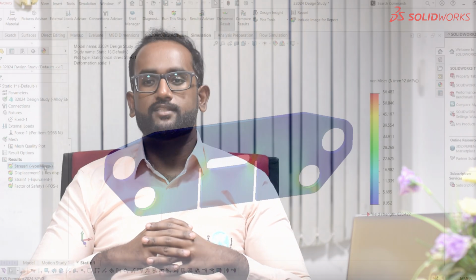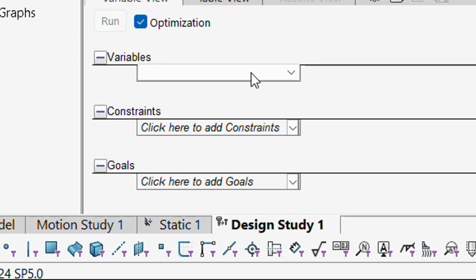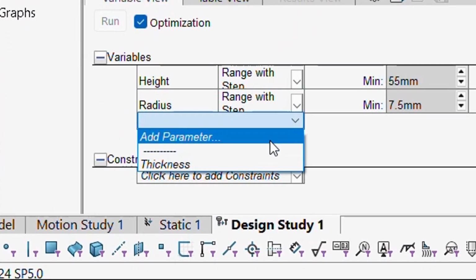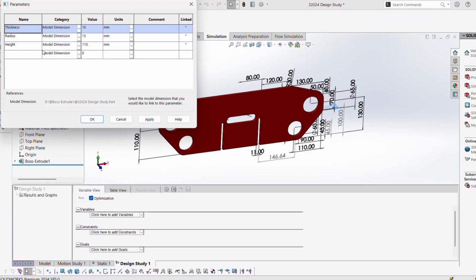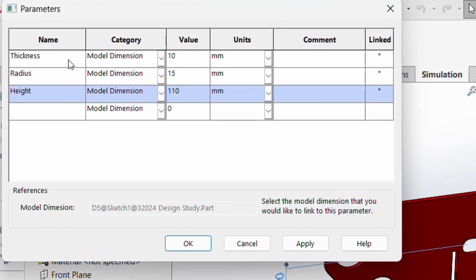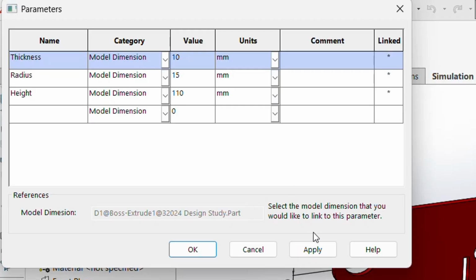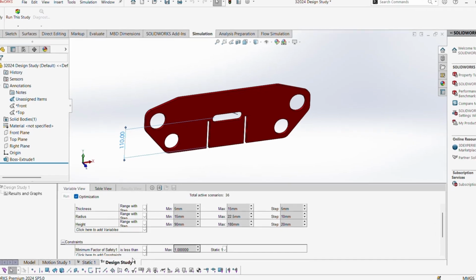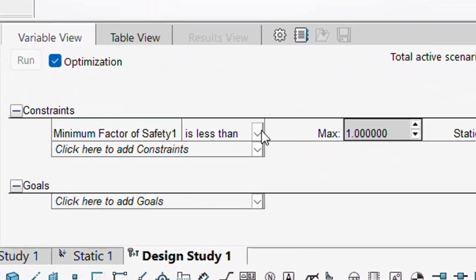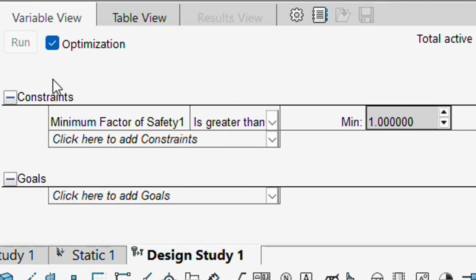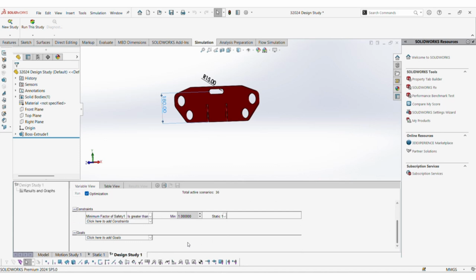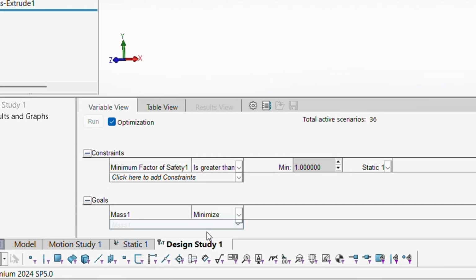Here, I have set up a design study inside SOLIDWORKS Simulation after completing a static analysis. The design variables considered are hole diameter and plate thickness. These are practical parameters, easy to manufacture and control. The primary constraint applied is a minimum factor of safety of 1. This ensures that every design iteration evaluated by the software remains structurally safe. The objective is straightforward: minimize the mass of the mounting plate.